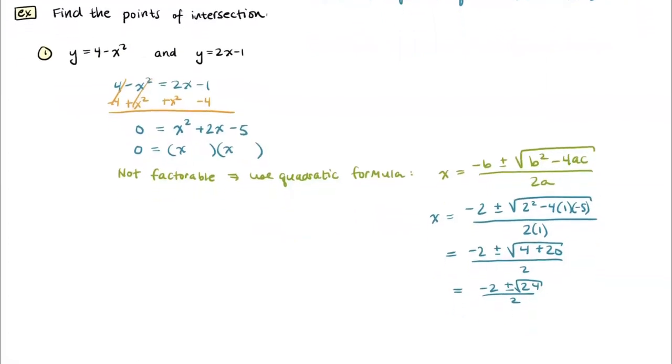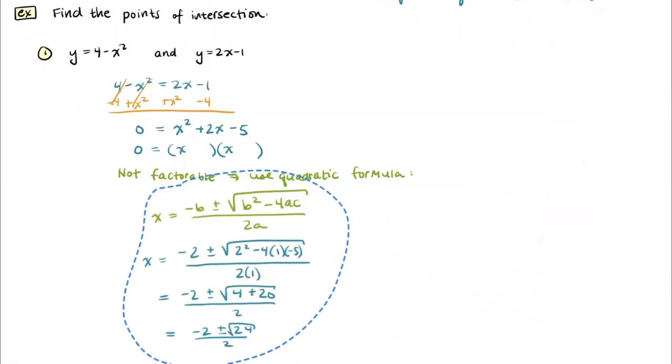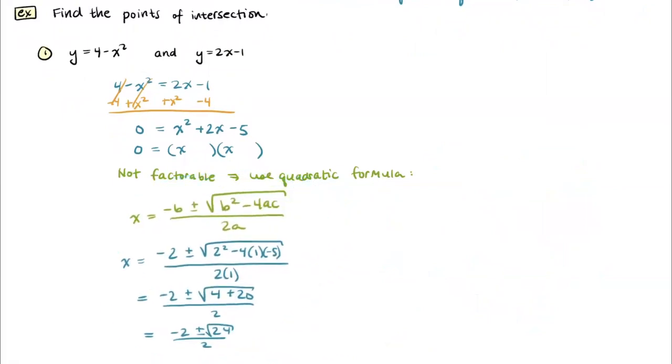I'm just going to move this over here to have a little more room. You could get a decimal approximation for this, but we can also simplify this in a more exact way. 24 is not a perfect square, but it does have a perfect square hiding inside of it. 24 is 4 times 6.